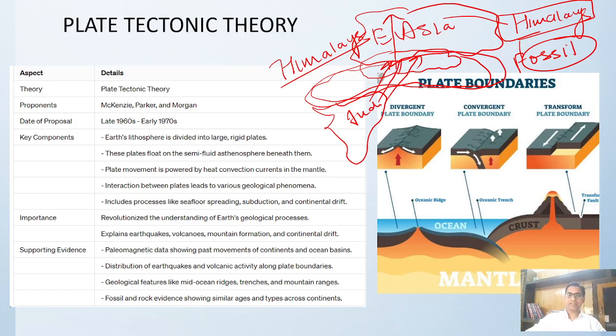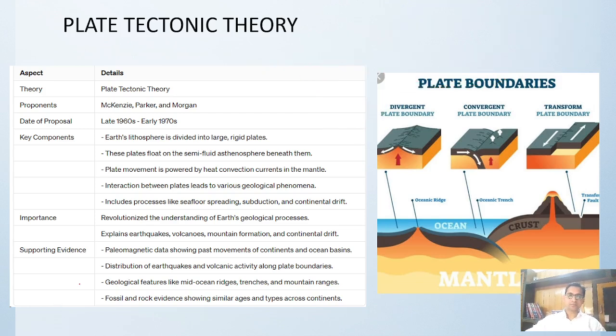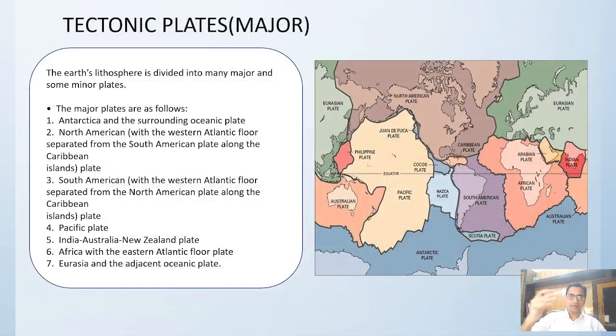Okay, so this is the plate tectonic theory, and here I wanted to explain one thing. There are three types of plate boundaries that we are going to read in the next slides. Now, since we have discussed plates, there are major plates and there are minor plates. There are seven major plates.